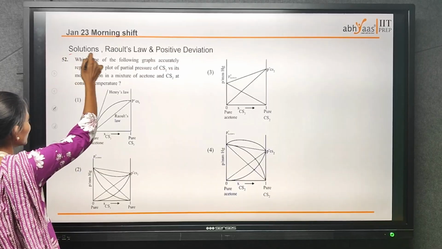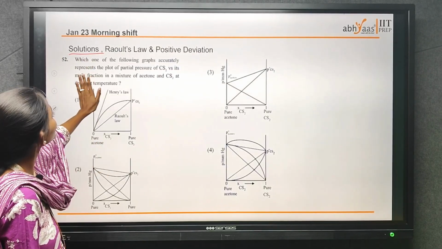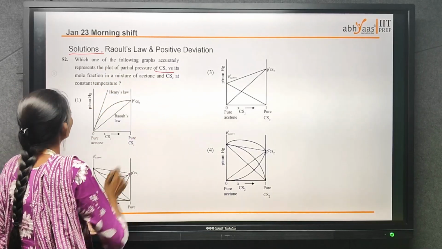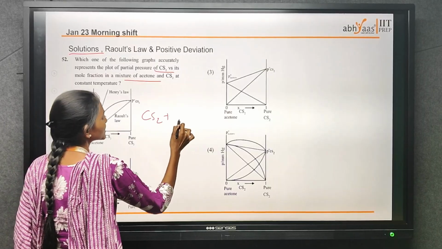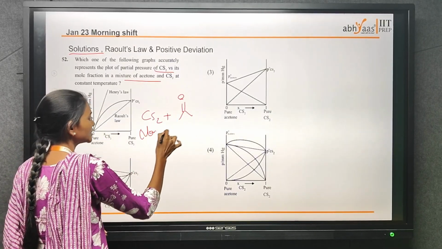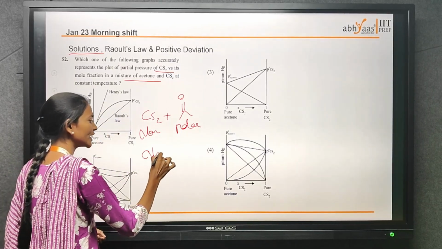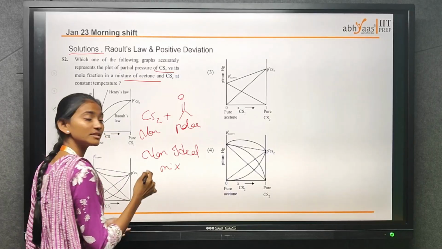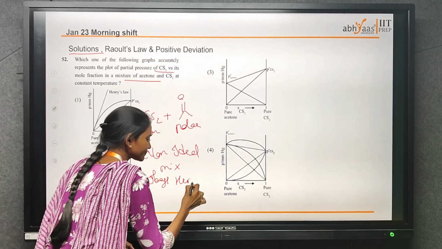This question is asked from solutions, which is Raoult's law, positive deviation. Which one of the following graphs actually represents the plot of partial pressure of CS2 versus mole fraction of acetone? See, CS2 and acetone. CS2 is non-polar, right? And acetone is polar, right? So these two form non-ideal mixtures, right? Hence, it is obeying Henry's law.